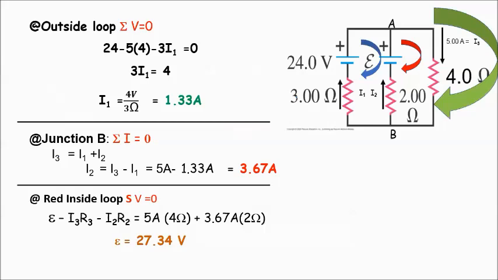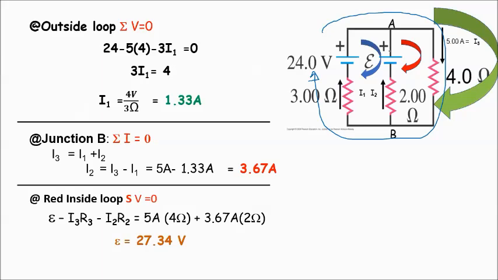Next is to analyze at loop 2. Oh, at the outside loop. Here, we analyze the outside. We start at B. We cross from the negative to the positive terminal, so the last terminal we step on is positive. That's why we have positive 24.